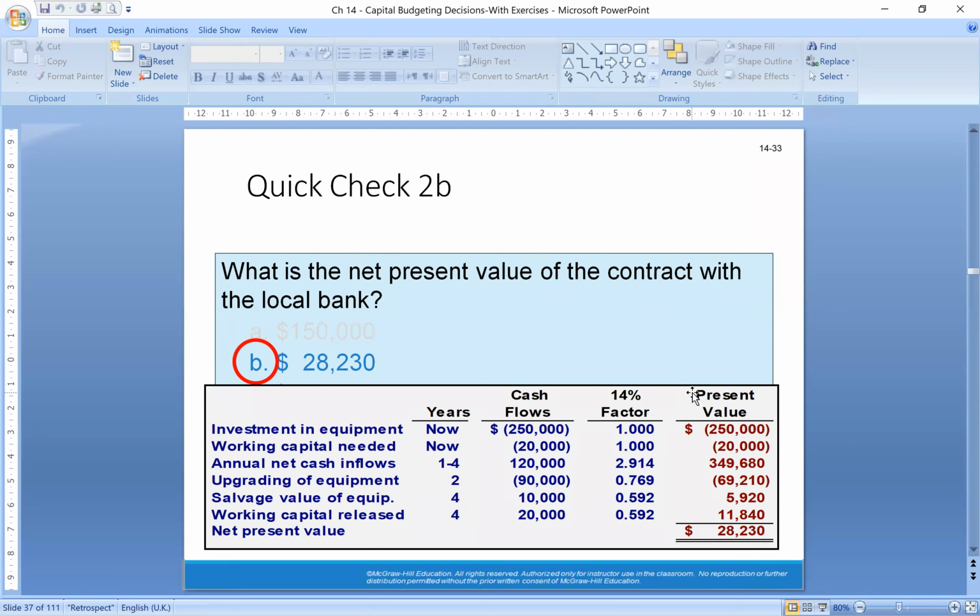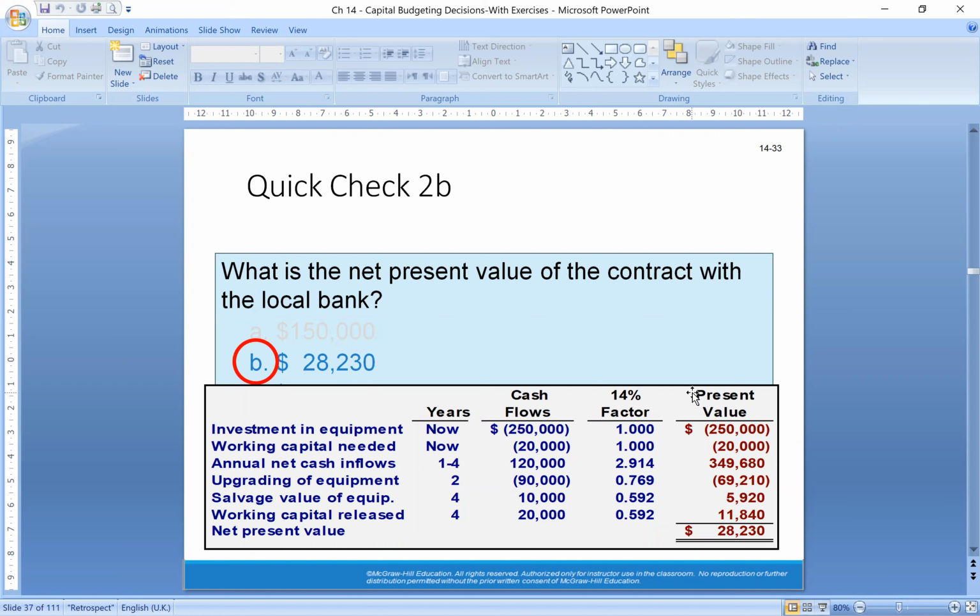which is the answer. Now, the investment in the equipment, I'm paying 250,000 now. So between brackets, 250,000. The word now means no time, the period will be 0. So the factor will be 1. No factor because no time value of money. The time value of money referring to now, which means the factor will be 1. So 250,000 multiplied by 1 equals 250,000.